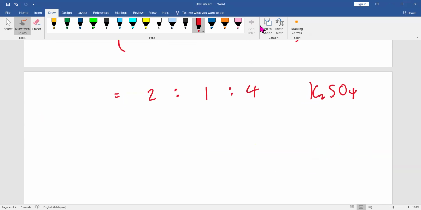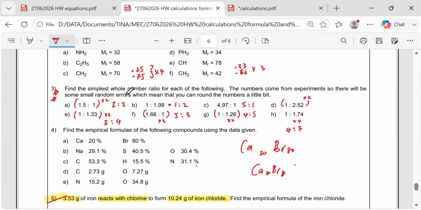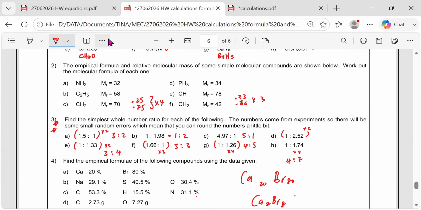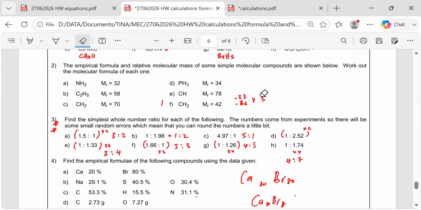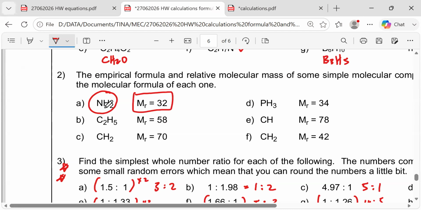Okay, now let's go to the last part. We already know what the empirical formula is. Now we're going to get the empirical formula and then find the molecular formula. What is the molecular formula? Empirical formula is the smallest ratio, right? Molecular formula is the actual amount. For example, this is NH2, the empirical formula. We don't know what the real formula is, but we know the molar mass of the real formula is 32. So all we need to know is how many times bigger.